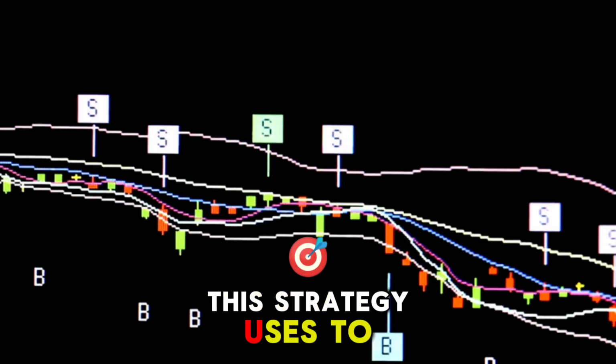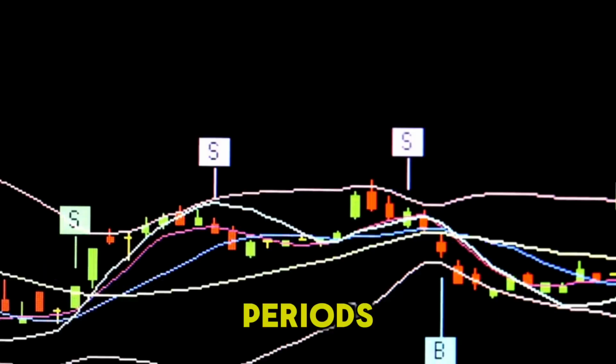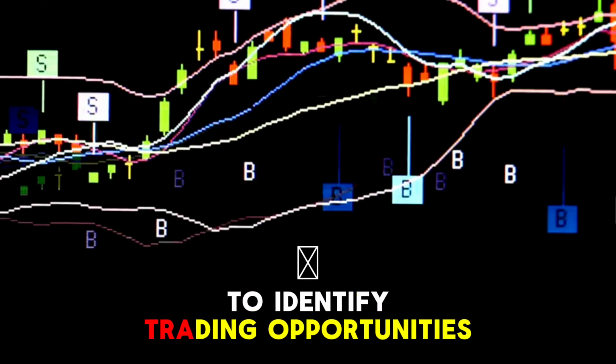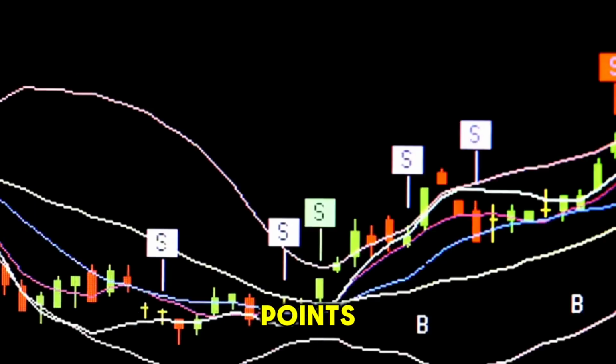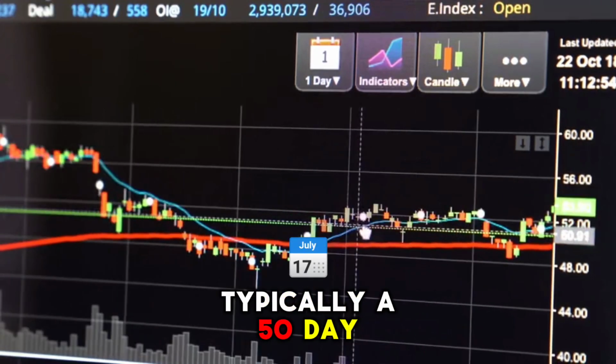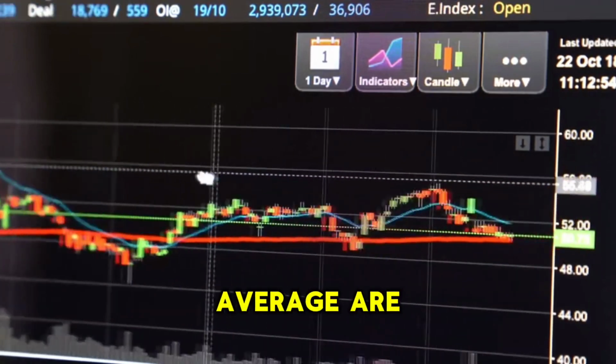4. Moving average crossover strategy. This strategy uses two moving averages of different periods, a short-term and a long-term, to identify trading opportunities based on their crossover points. How it works: choose moving averages. Typically, a 50-day and 200-day moving average are used.